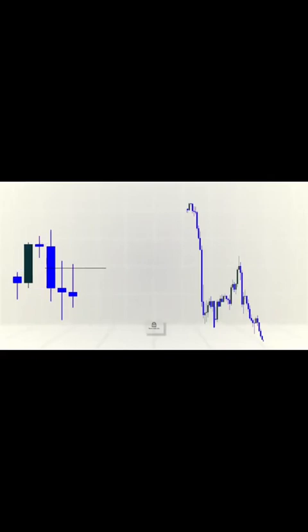Now let's look at this last example here. We have this move right here. Let me start from the beginning so it's clear. We have the CRT low and the CRT high. Then we get the first candlestick, which represents accumulation. We have the second candlestick, which represents manipulation. Then we have the third candlestick, which is distribution.